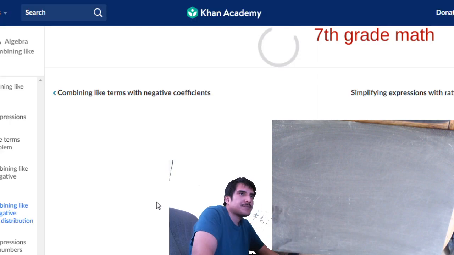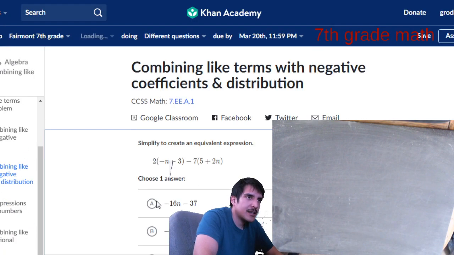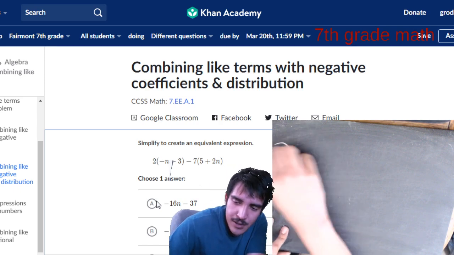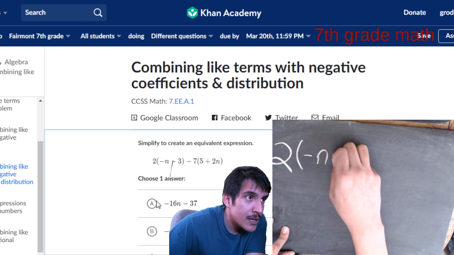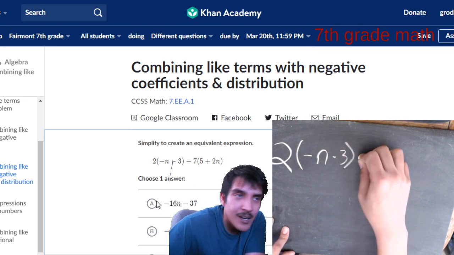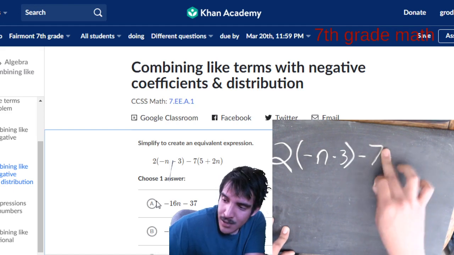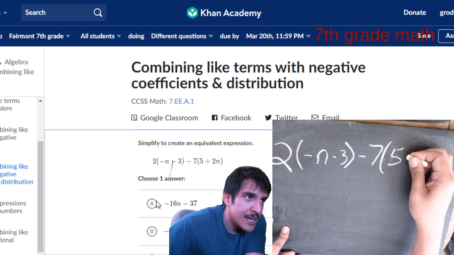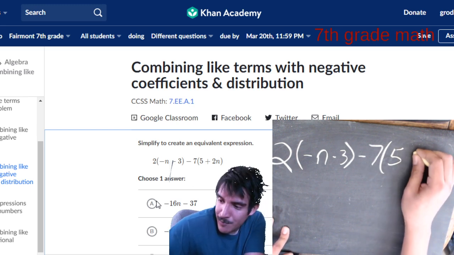Let's do this one. This one has distributive property in it. Oh, and it's multiple choice. That's very cool. All right, so that's actually going to be kind of easy, right? Except I shouldn't have written so big. All right, here we go. 2 times negative n minus 3 minus 7 times 5 plus 2n.